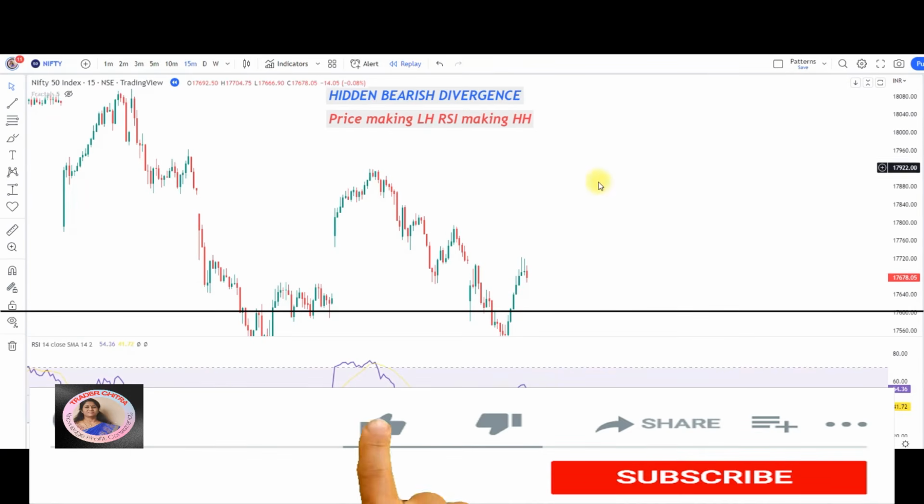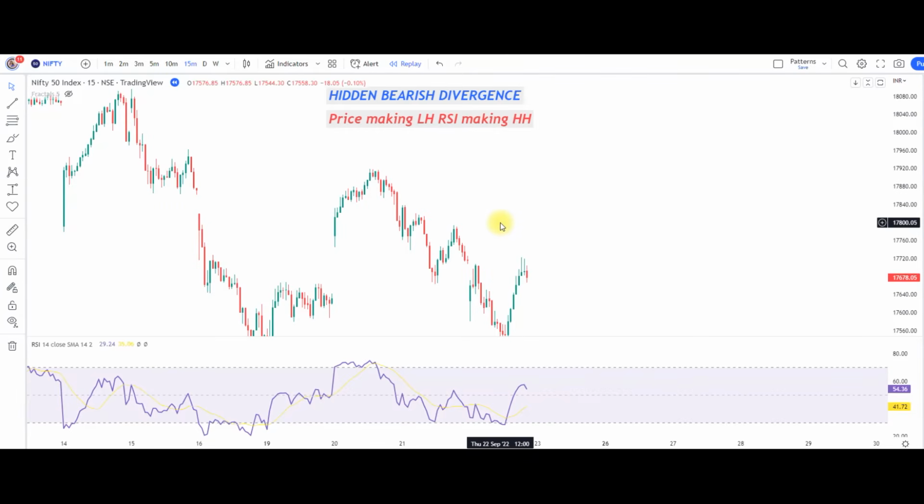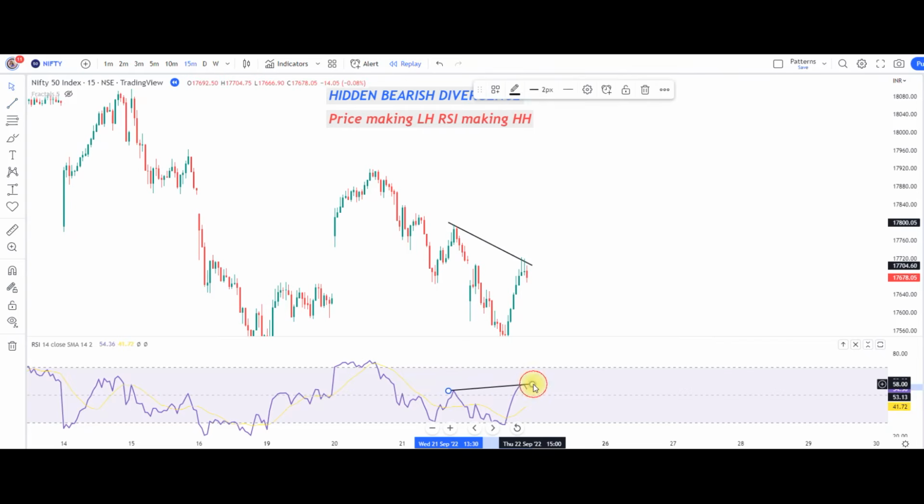Next we can see the hidden bearish divergence, which means price is making lower highs and RSI is making higher highs. That is, price is showing weakness and at the same time RSI is showing strength. Here I have taken the Nifty 15 minutes chart. I am going to draw a trend line connecting both the swing highs. Here we can see that price is making lower highs and the RSI is making higher highs.